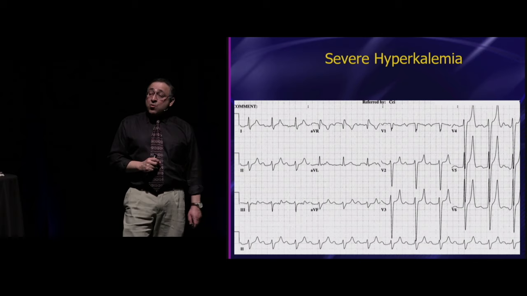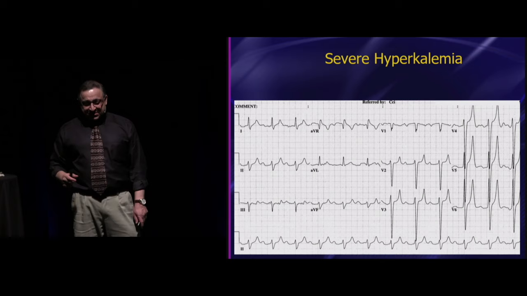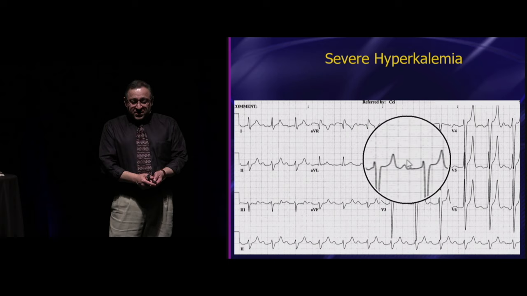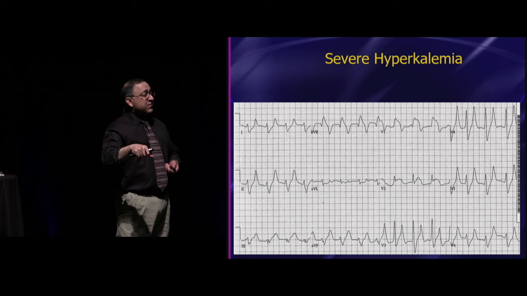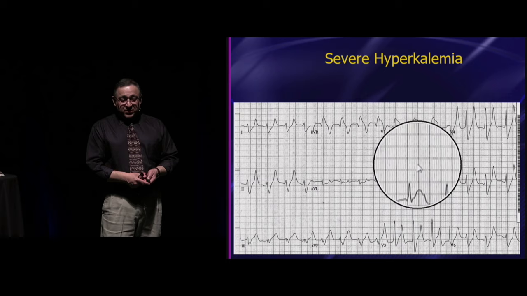So this is classic hyper-K, right? Nobody would miss this. You've got your classic peak T waves, you've got the wide QRS, you've got prolongation of the PR interval. Nobody's going to miss this. This would be on textbooks and on board exams probably. This is also classic hyper-K. By the way, the EKG machine called this anterior STEMI because of the ST elevation. Remember, what do we say about the machine? It's there to fool you.